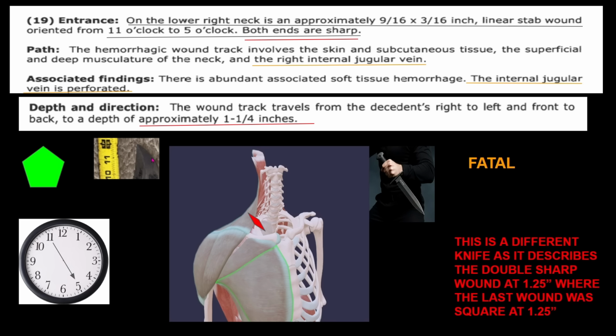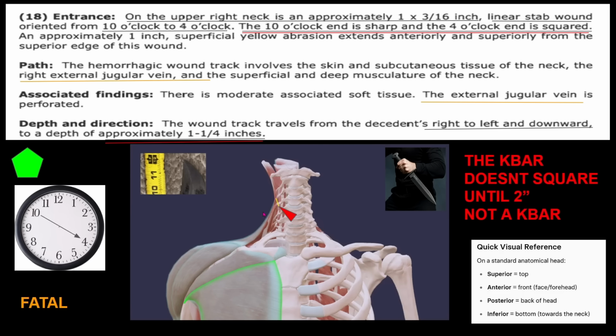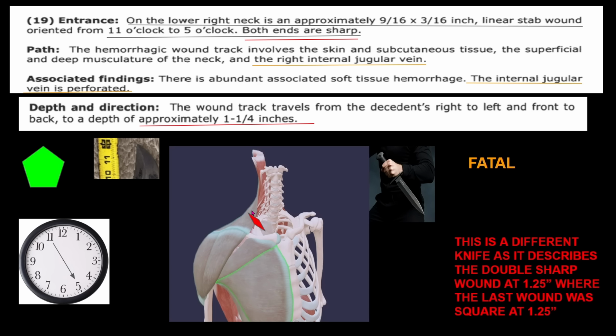A different knife, because at 1 1/4 inches on a double-sided blade, like a clip point on a K-bar, that's exactly what you would see. Totally different than what you see right here. At 1 1/4 inches, you've got a square end and a sharp end. So that's two different knives making those two different wounds. This is a different knife, as it describes the double sharp wound at 1 1/4. The last wound was square at 1 1/4.